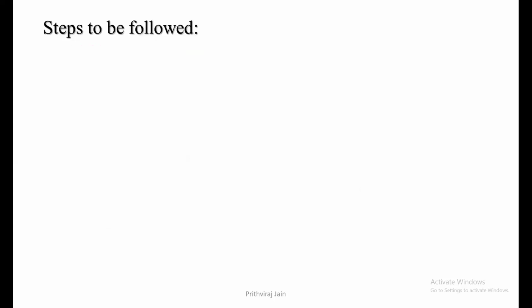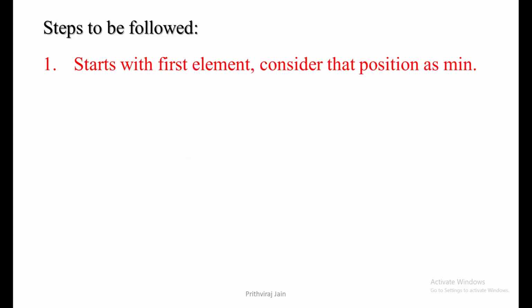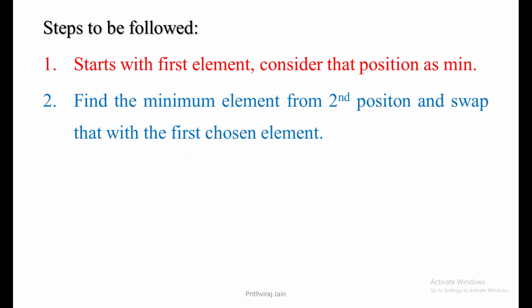So let us go in depth. We'll see the steps of how this selection sort works. In the first step, we have to start with the first element. Consider that as the minimum position. Then in the next stage, we have to find the minimum element from the second position. That means from the remaining elements, we have to find one element as the minimum element, and then we have to swap that element with the first chosen element.